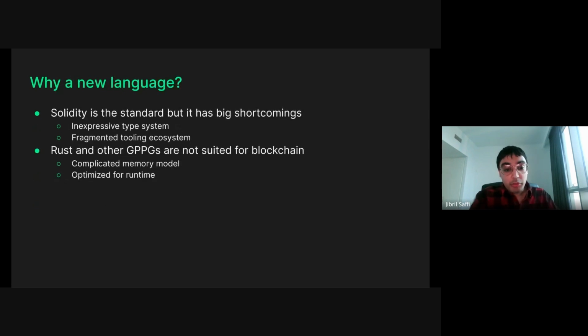So why did we want to have a new language? Can't we use Solidity? Can't we use all those other existing languages that are already out there? Solidity is nice, but it has a lot of shortcomings. It is kind of the C of our particular domain. The type system is not super expressive, and it has a very fragmented tooling ecosystem. I'm sure if you've done smart contract development, you're aware of this.